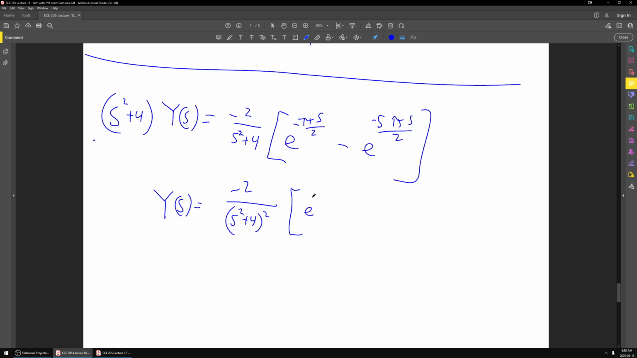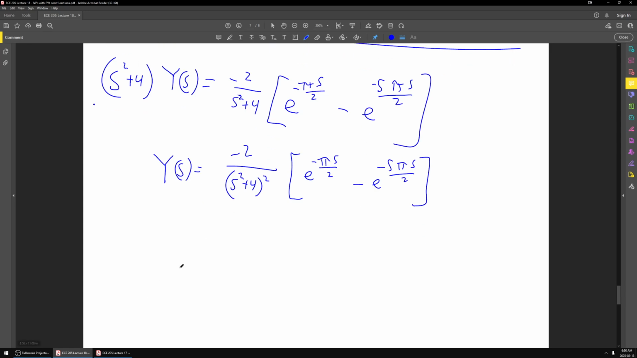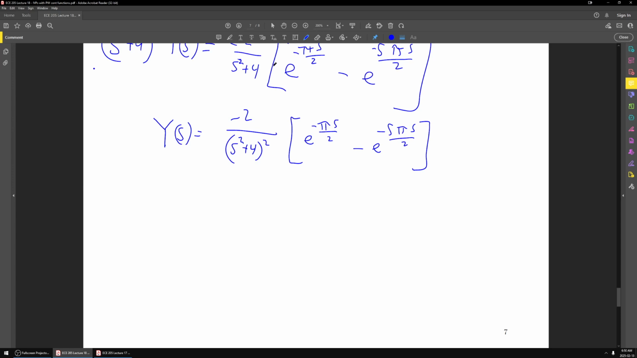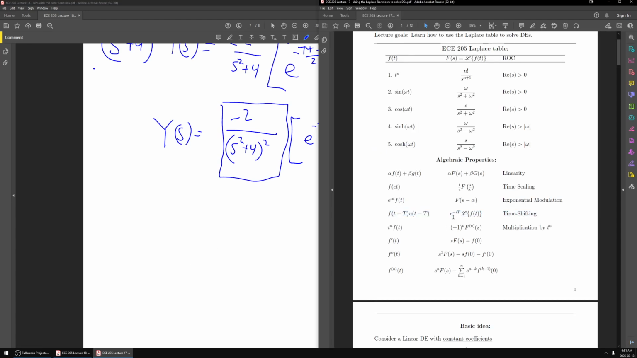Here I'm going to get my e to the minus pi s over 2 minus my e to the minus 5 pi s over 2. Okay, so now what we have to do is go through and compute the inverse Laplace of this guy in the box. Dealing with the exponentials is pretty trivial, right? I just unpack it, right? So here I have e to the negative st.